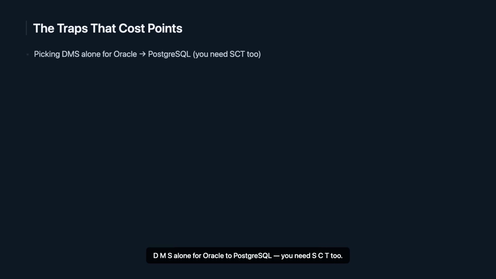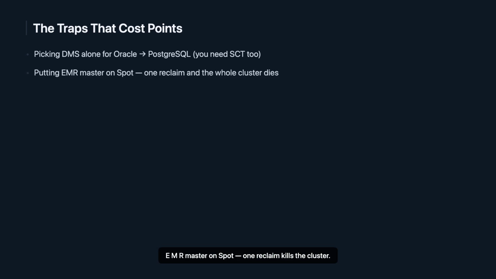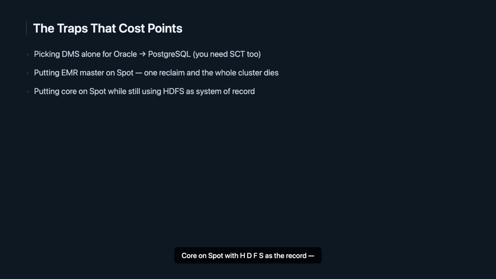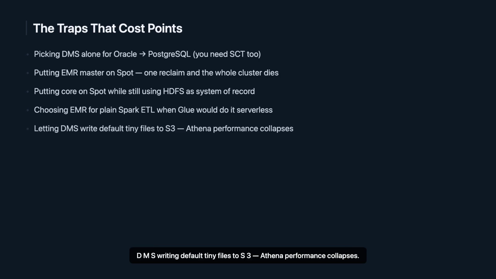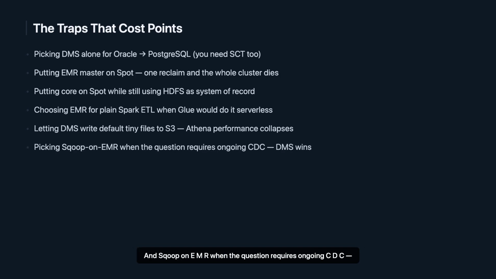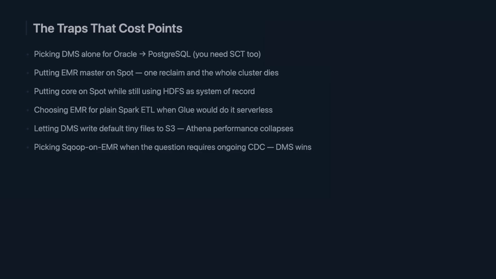Let's walk the traps that quietly cost points. DMS alone: for Oracle-to-PostgreSQL, you need SCT too. EMR master on spot, 1 reclaim kills the cluster. Core on spot with HDFS as the record, spot interruptions mean lost data blocks. EMR for plain Spark ETL, Glue handles that serverless. DMS writing default tiny files to S3, Athena performance collapses. And Scoop on EMR when the question requires ongoing CDC, DMS wins that one every time.